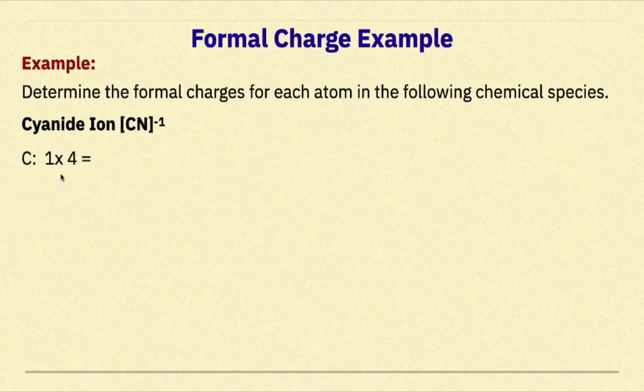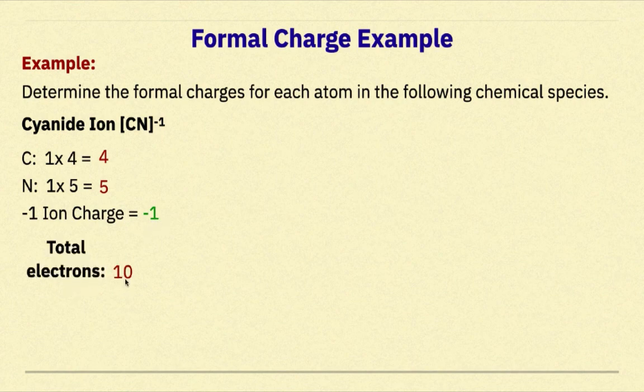Well, we have a carbon that has 4 valence electrons for a total of 4 electrons to work with. Then we have nitrogen, 5 valence electrons, 5 electrons to work with. Then we have this -1 ion charge. So that's going to give us another electron to work with for a total number of electrons of 10, which means that we're going to have 5 electron pairs.